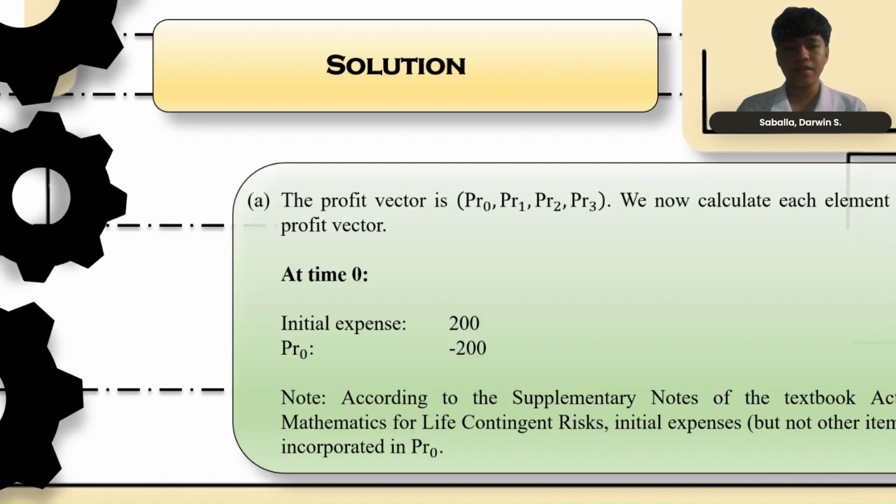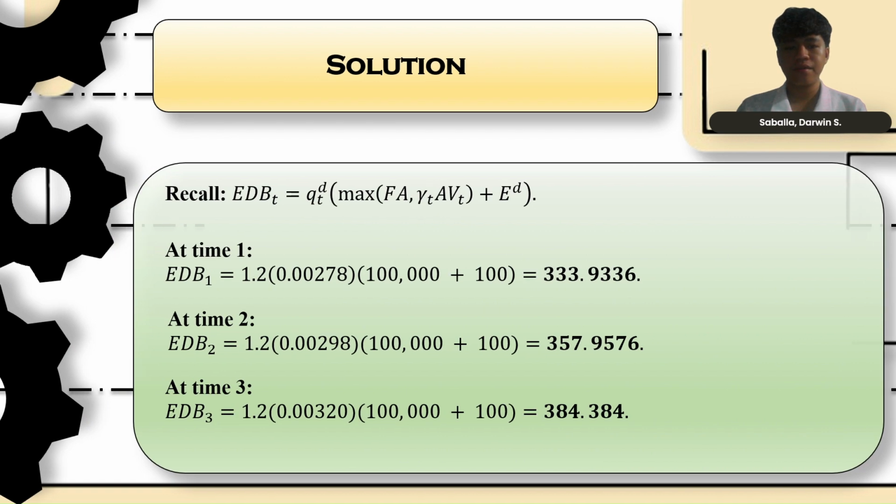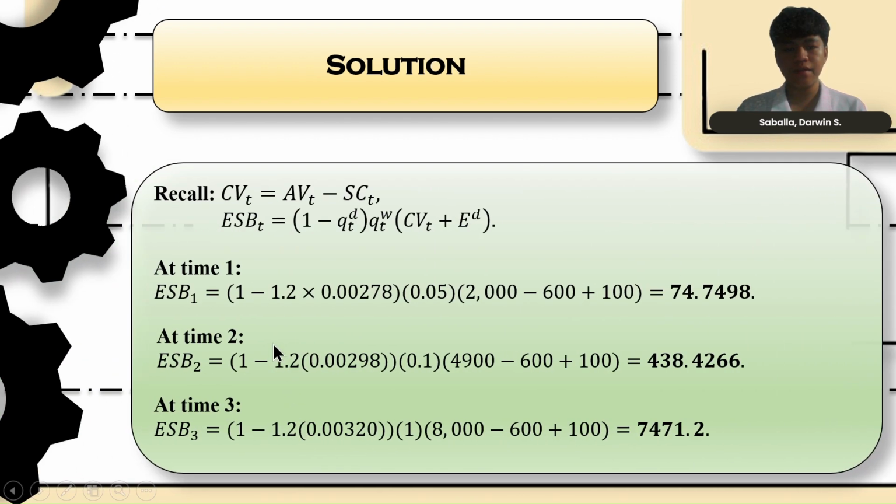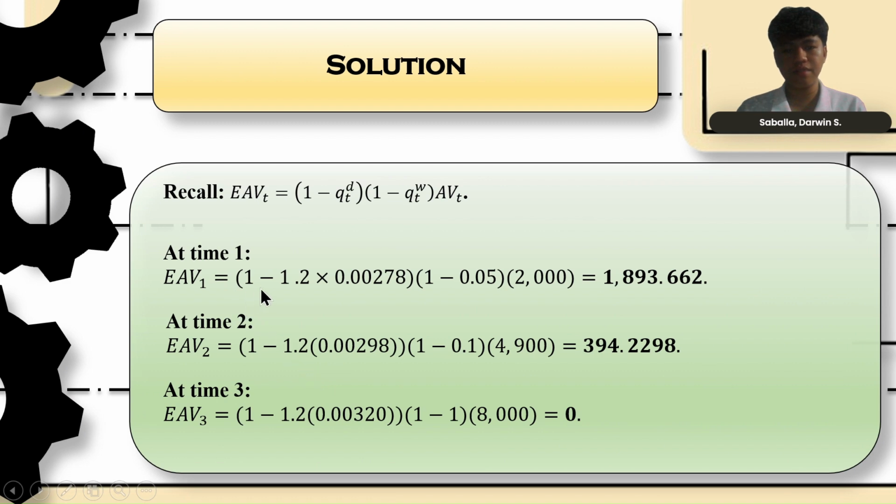Then, to find the expected profit on time 1, 2, and 3, we first need to find the EDB, ESB, and the EAV. So the EDB for time 1, 2, and 3 are shown by these computations. As you can see, the only difference between the three is the values for the death probabilities, which is 1.2 times the mortality rate from the ILT starting at age 40. Then, for ESB, we have the following. In here, the values that vary are the death probabilities and the premiums. Then, for the EAV, the values that vary are the death probabilities, premiums, and the surrender rates.